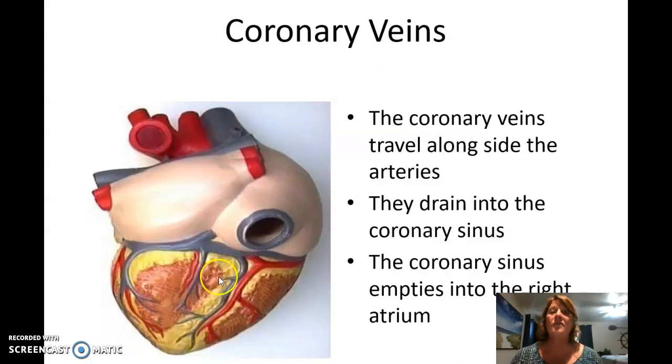You also have coronary veins, which parallel those arteries. So the oxygenated blood goes to the coronary arteries, and then the unoxygenated blood will come back to the heart through the veins. And the veins all dump back into what we call the coronary sinus, which will actually dump back into the right atrium with the rest of the unoxygenated blood.